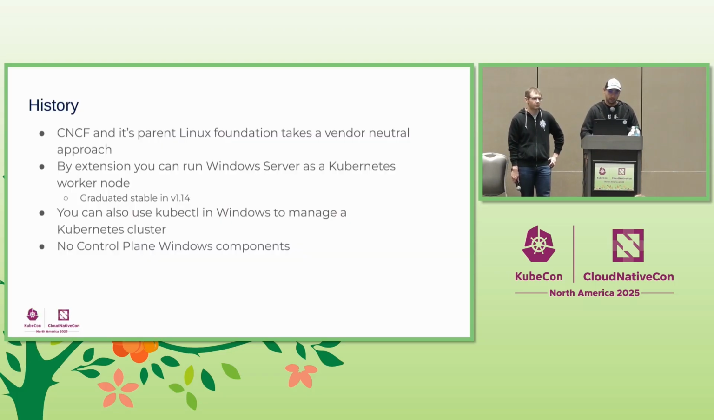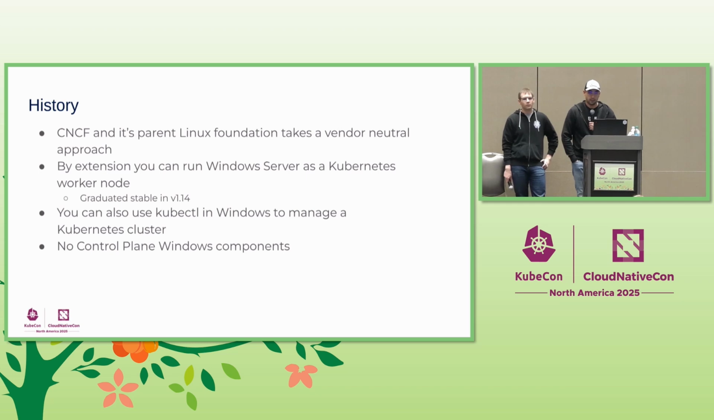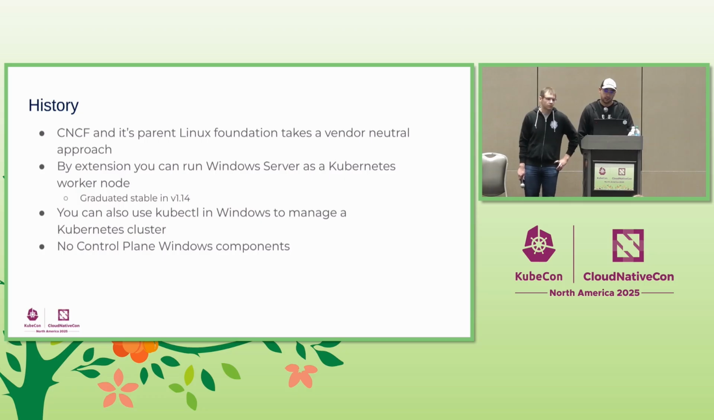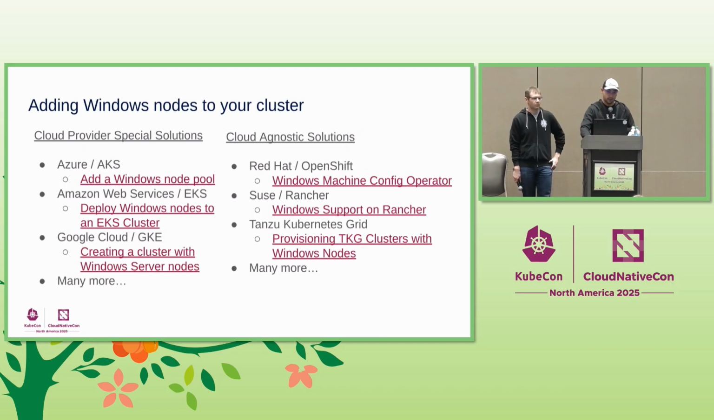So Windows nodes in Kubernetes. Since CNCF and the Linux Foundation basically take a vendor-neutral approach, involving Windows as part of the Kubernetes ecosystem has been a great effort. It graduated to stable in 1.14, which is probably 2019. One of the key elements is that in order to run Windows workloads with Windows Node, you need a Windows control plane. It basically reuses the same Linux control plane.